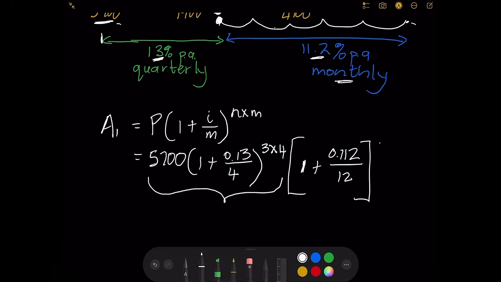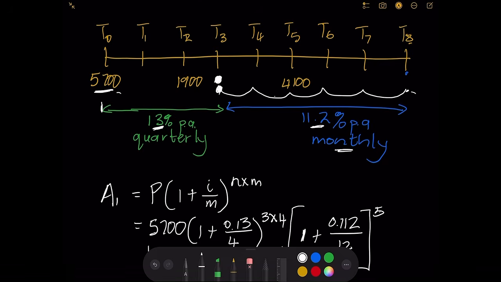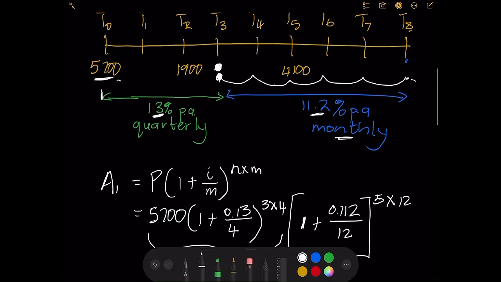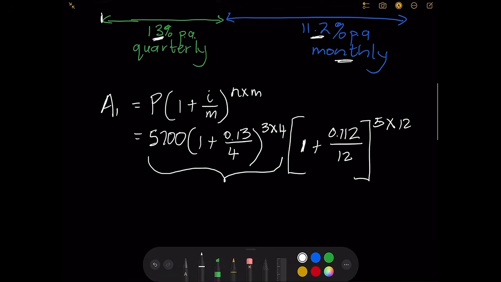But how many years was it? It was 5 years, right? So it's 5 years from year 3 to year 8. That's 5 years, but we know that there are 12 months in a year. So that's monthly, so we multiply that by 12.